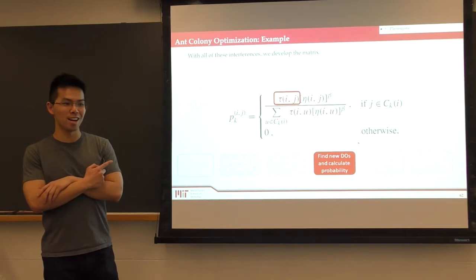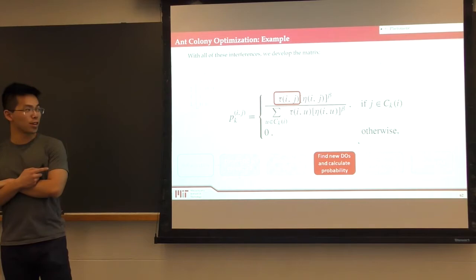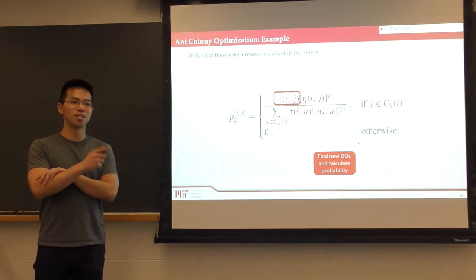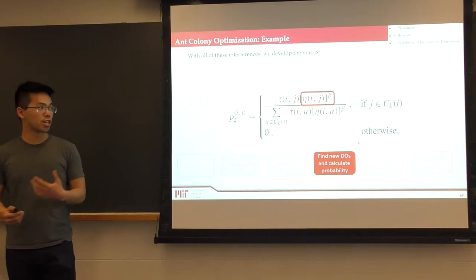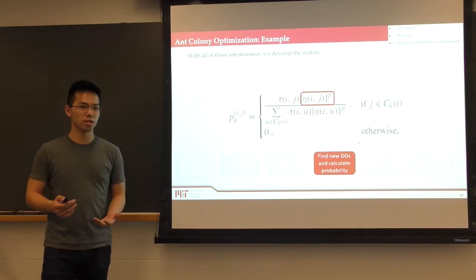So the first thing we care about, like Jacob said, is the pheromones, right? Tau represents how much pheromone is deposited along that trail from node I to node J. And then the second thing we care about is the heuristic, which is eta. In this case, it's the reorientations of parts. That said, it could be substituted for anything else we care about should you have another heuristic. And I'll be going in depth about that later.